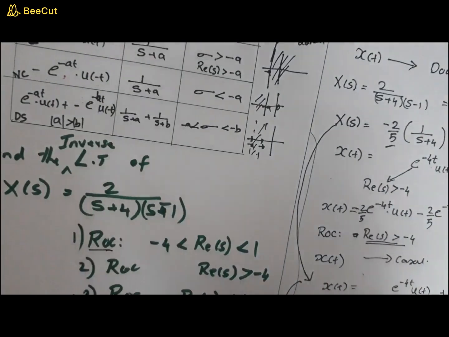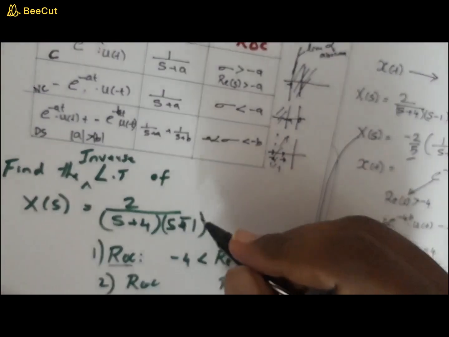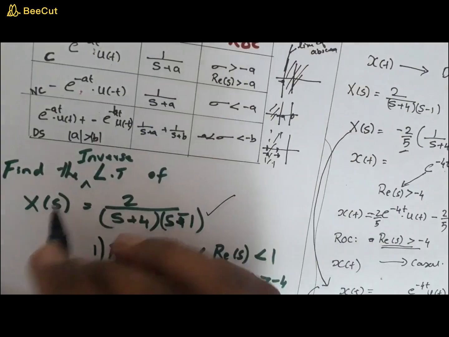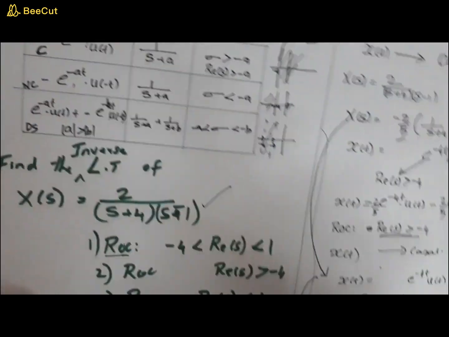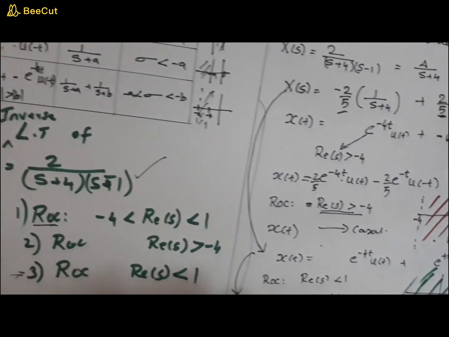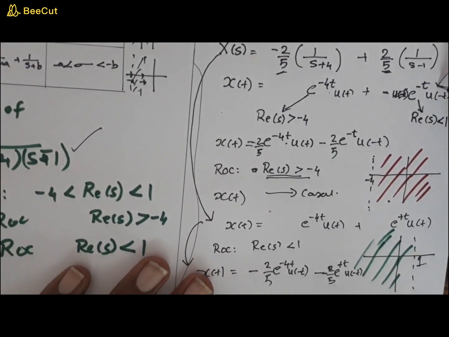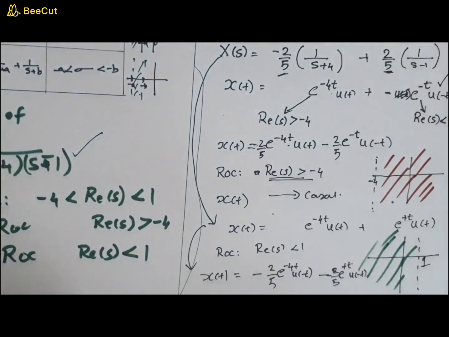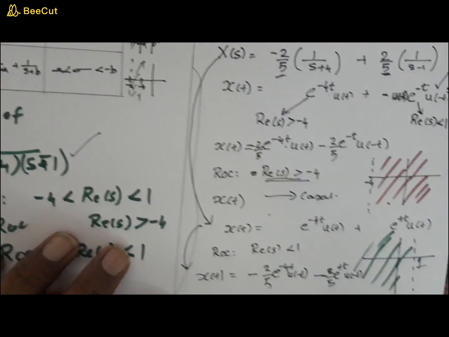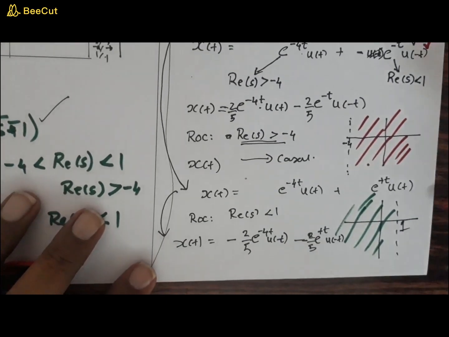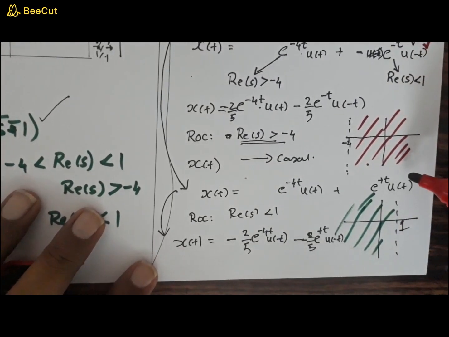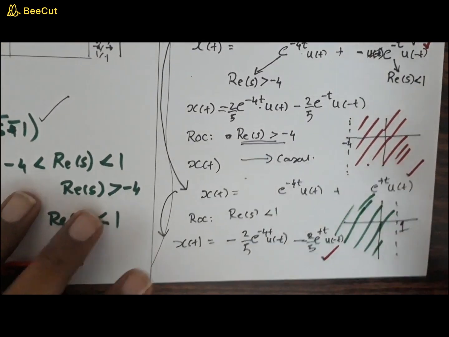Now what do you infer from this? We have got only one X of s, and that X of s represents three classes of signals, isn't it? First one is this, a double-sided sequence. Now what about this? This is a causal sequence, and this is a non-causal sequence.